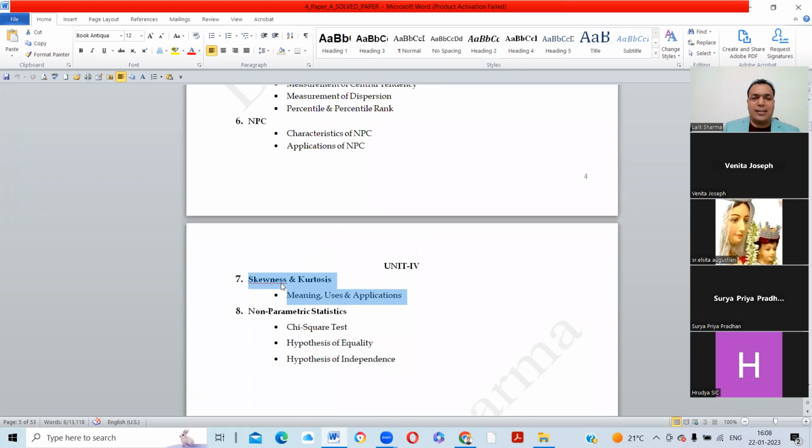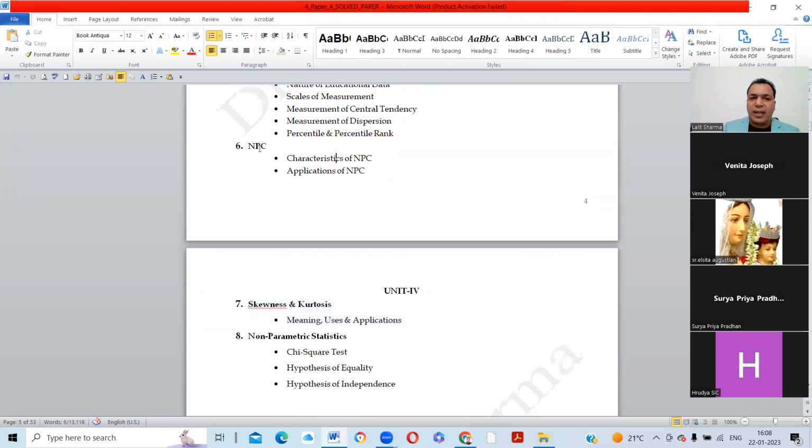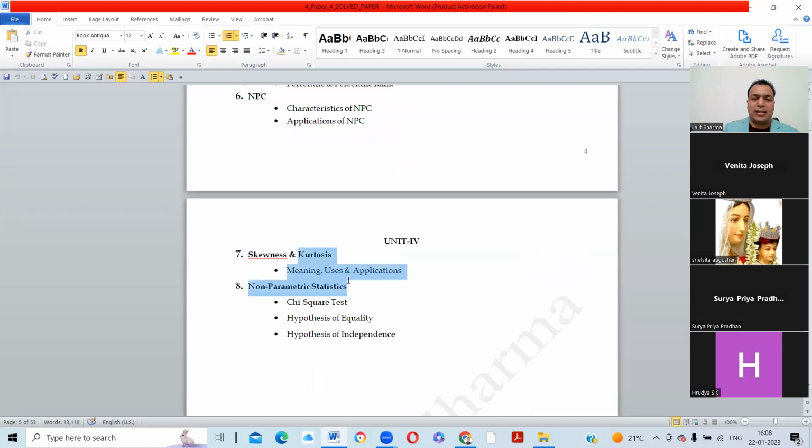So what is skewness? When we talk about the NPC, the normal probability curve, and the normal probability curve has some deviation, or you can say skewness, either on the right side or on the left side, then our topic of skewness starts, right, guys? So NPC, skewness and kurtosis are all three integrated, right, guys?